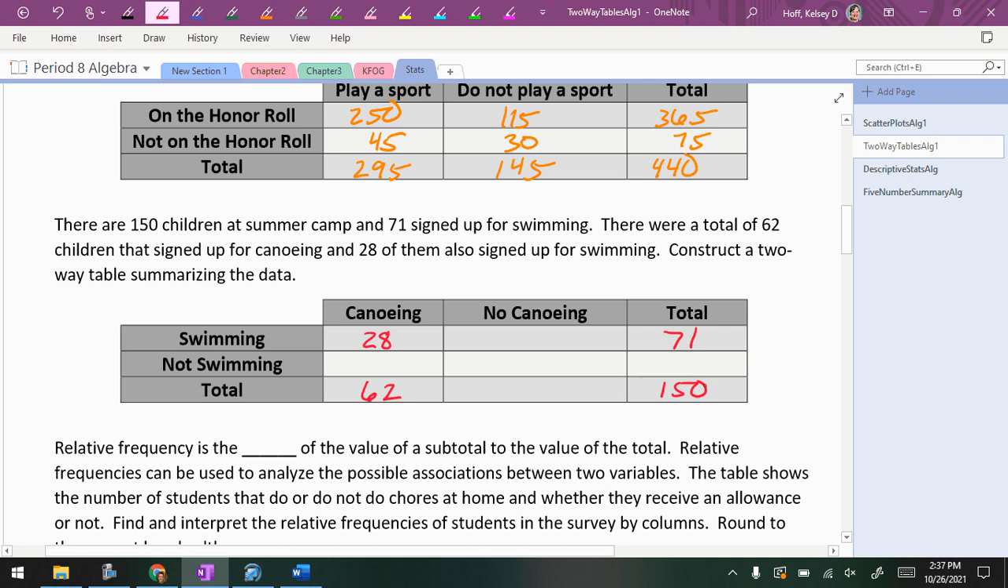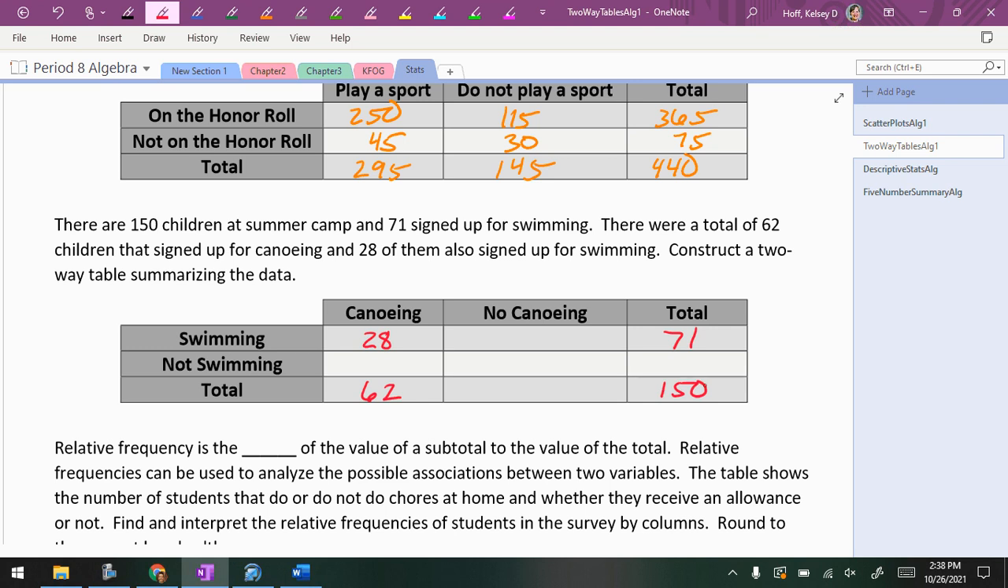150 children at summer camp. At this point, do you know anything about them? No. So I know there's a total of 150 kids there. 71 signed up for swimming. Those that signed up for swimming, do I have any idea what they chose for canoeing? No. So swimming, I don't know how to split them up, but I know there's 71. There were 62 children that signed up for canoeing. At that point in the sentence, do you know about their swimming choice? Canoeing 62. 28 of them, of those canoers, also signed up for swimming.